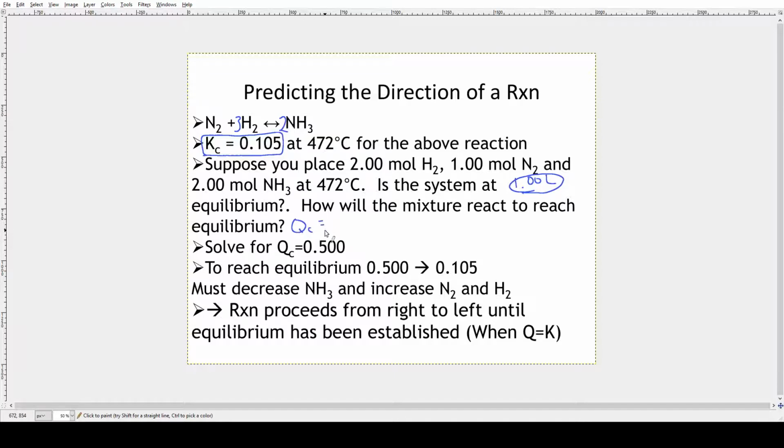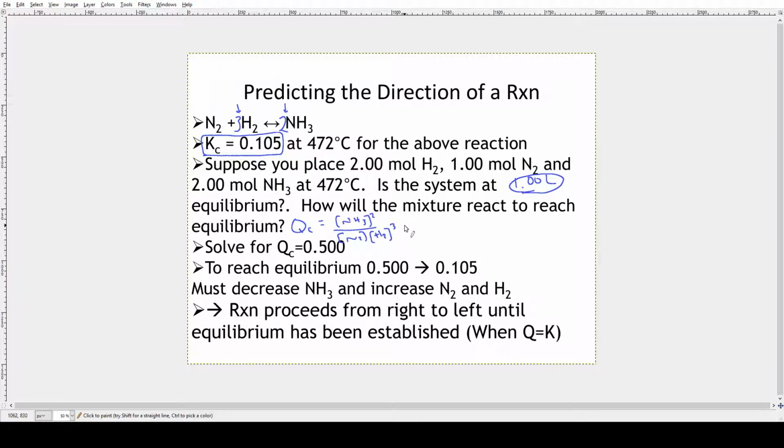QC. Let's write out our generic equation. So we'll need to have the products over reactants. Okay, I'm purposefully leaving stuff out. What am I missing? Hopefully you said, oh, we're missing this cubed and that needs to be squared because of our coefficients up here.